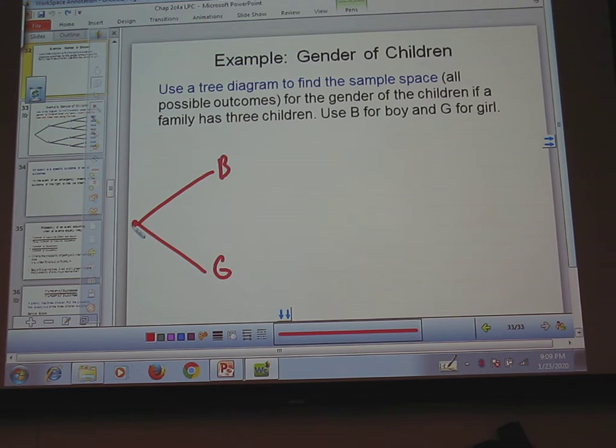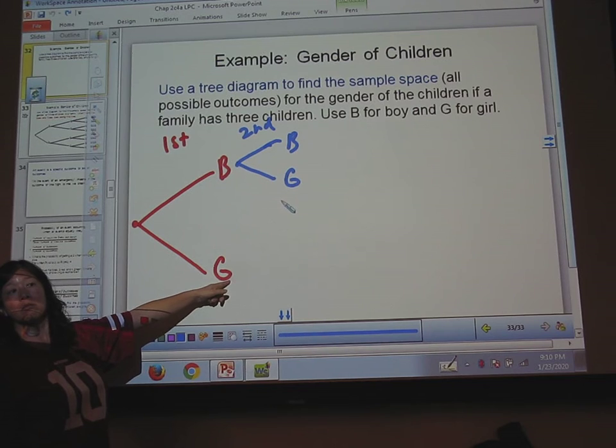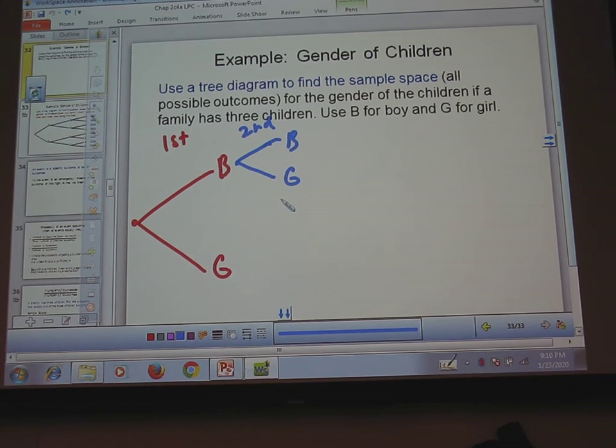Start from one point and branch out. It's a tree. So from this branch, a boy or a girl? That's the first kid. Okay, say the first kid was a boy. That means I've traveled along this branch and I'm sitting here at the end of this branch. What happens next? Another boy or another girl. Yep. Have another kid, boy or girl. That's my second child. It comes off of this spot here. What if I had a girl first? What could happen then? Same thing, boy or girl, right?